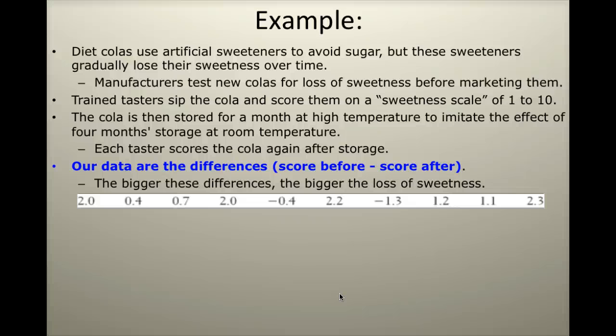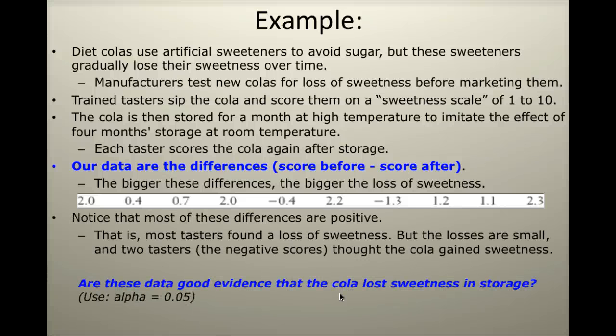Now this is our data. Our data are the differences, the before score minus the after score. Notice that many of these differences are positive and some of them are negative. Now my question is, are these data good evidence that cola lost sweetness in storage? Use a significance level of 5%.